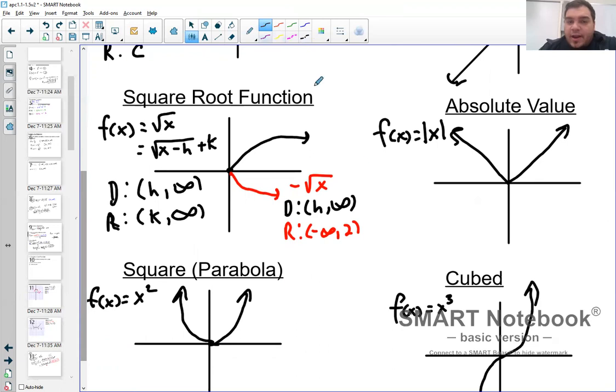Here, for our absolute value, the domain: is there any restriction on what I plug in? No. So from negative infinity to infinity. Oh, if someone will correct me, technically you could put a hard bracket here. My apologies. You could put a hard bracket here.